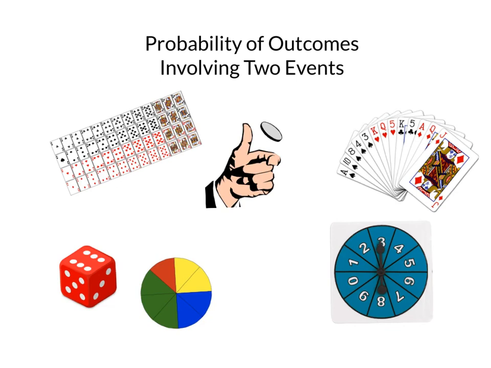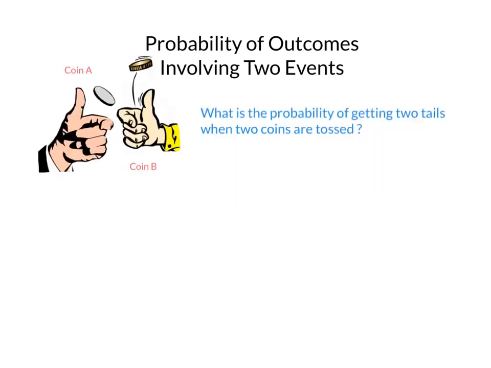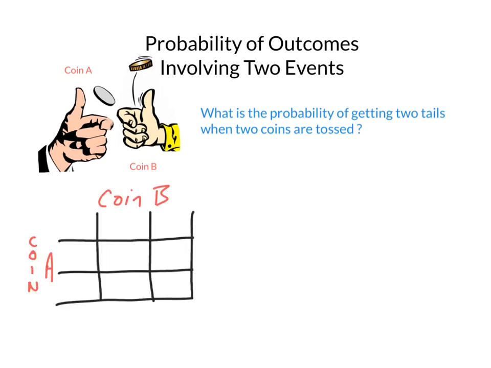So let's take a look at a couple of example questions. This is the question we just mentioned. What is the probability of getting two tails when two coins are tossed? It's a good idea to draw up a simple space diagram like this one here, and we can use it to show all the possibilities. So in coin A we can have a head or a tail. In coin B we can have a head or a tail.